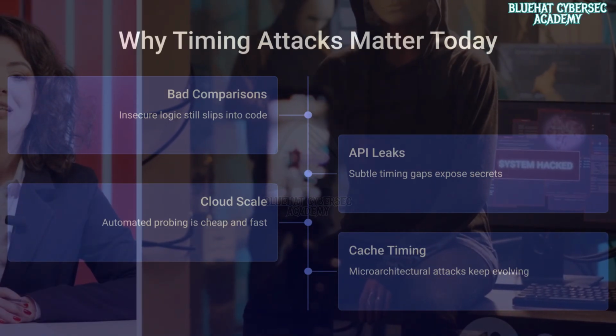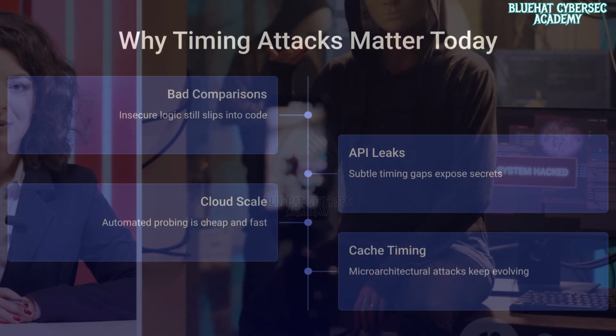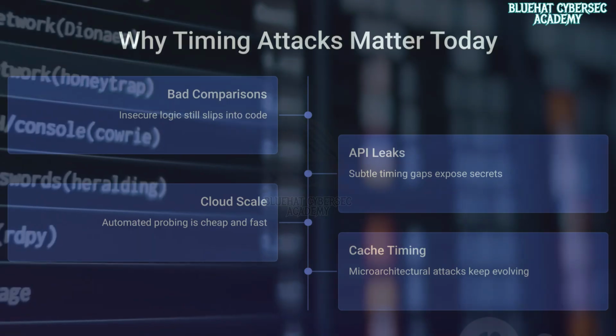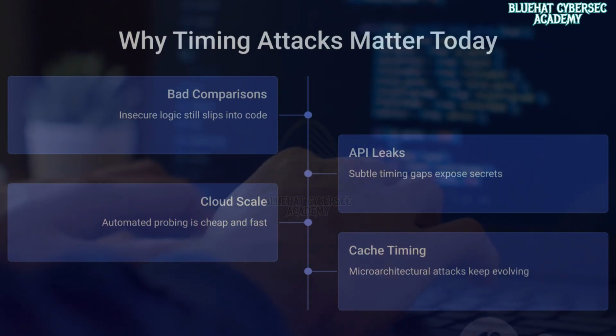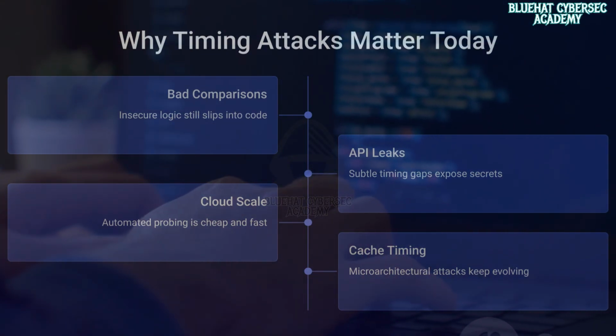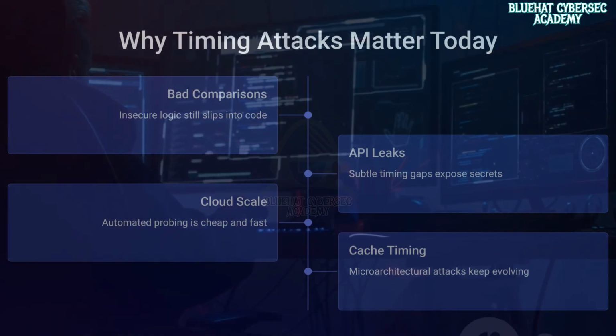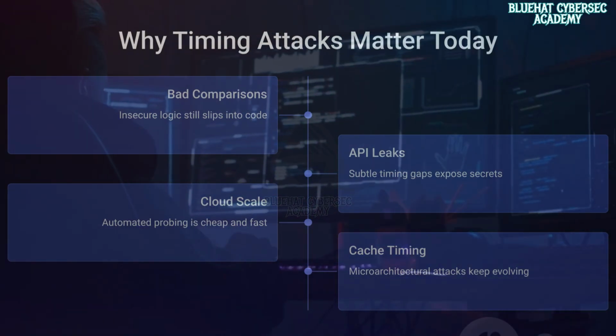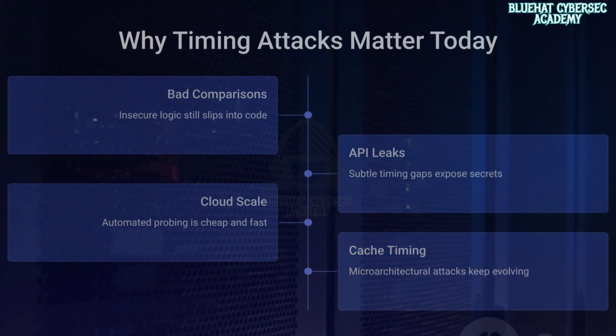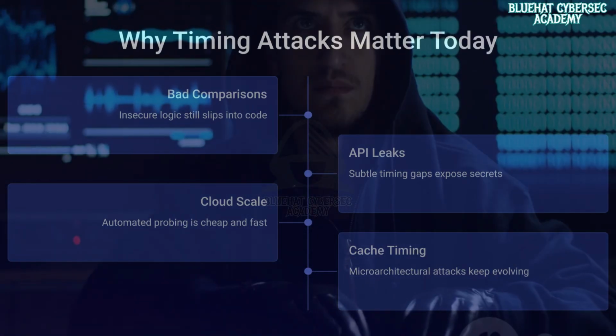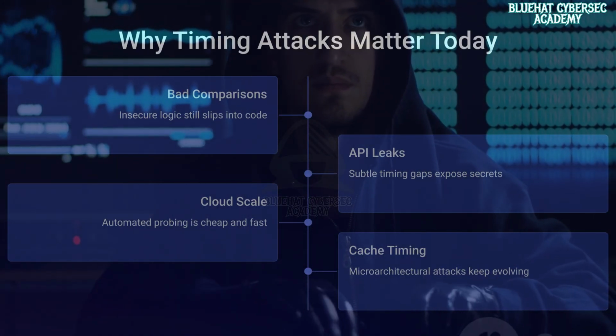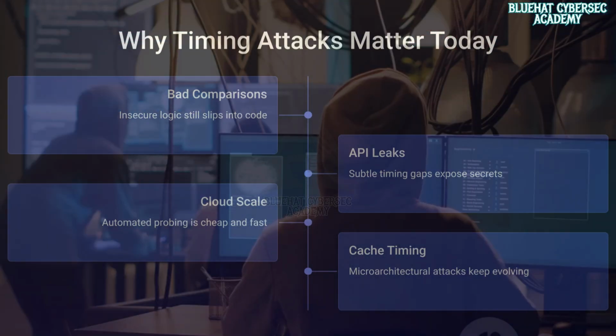Now here's the important question: why do timing attacks still matter today? Even with modern defenses, they remain relevant. Because, well, many developers still write insecure comparison logic. APIs often expose these subtle timing differences. Cloud environments allow large-scale automated probing, and microarchitectural attacks like cache timing are, honestly, still evolving.